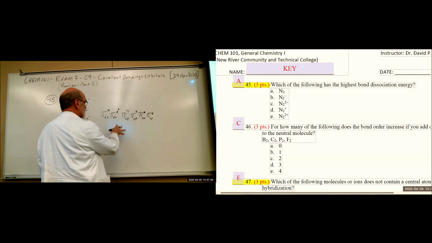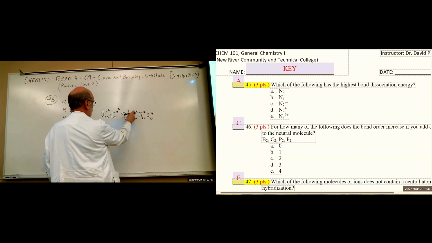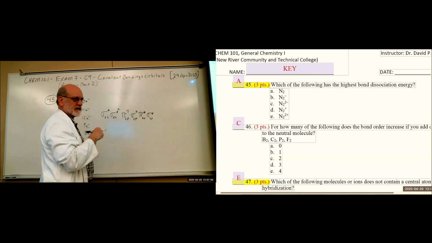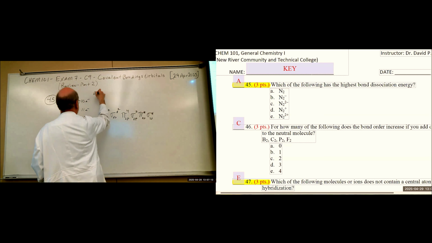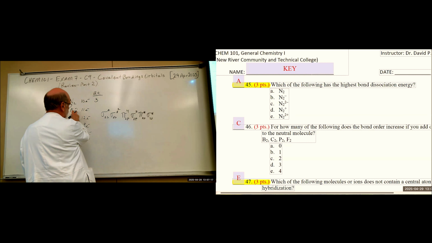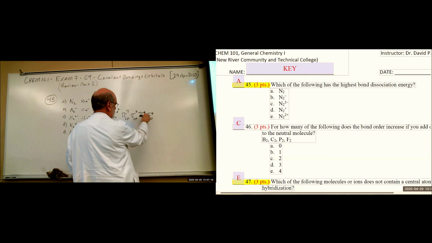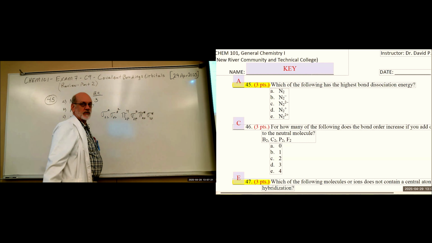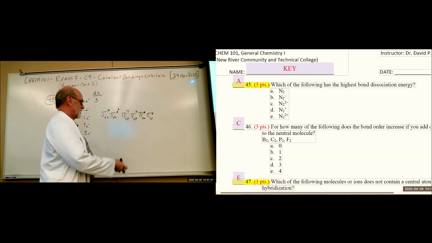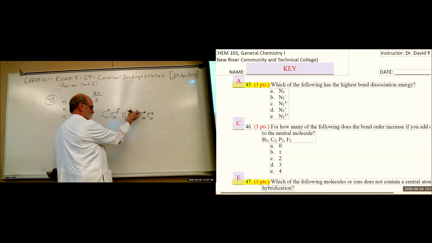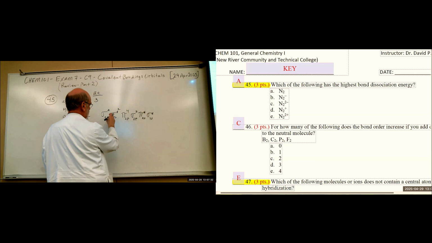Okay. So this gives us our bond order of 4, 5, 6, 7, 8 minus 2 is 6, divided by 2 is 3. So the bond order here is 3. If we add an electron, where is it going? It's going into an anti-bonding orbital. So that will reduce the bond order by a half, right? Well, let's just calculate it.